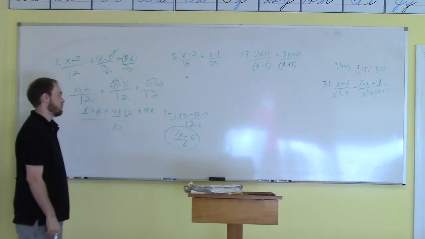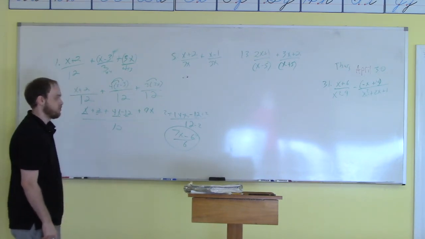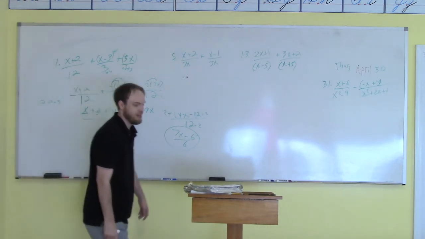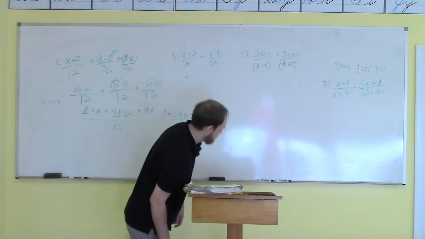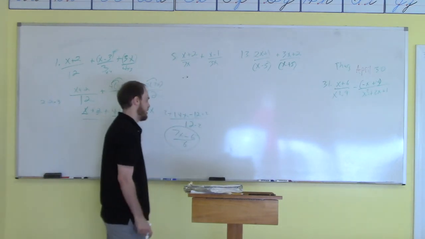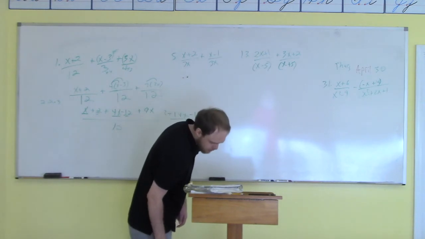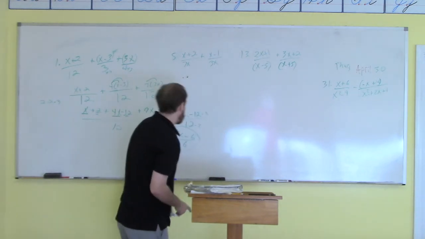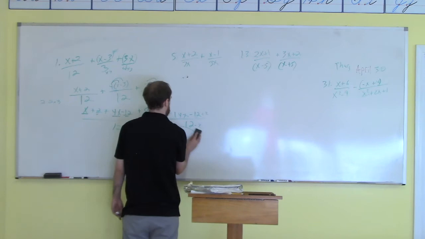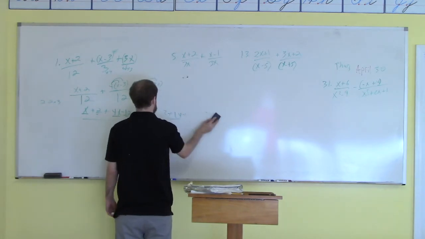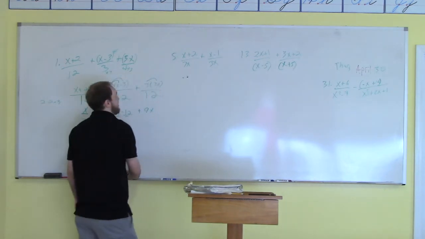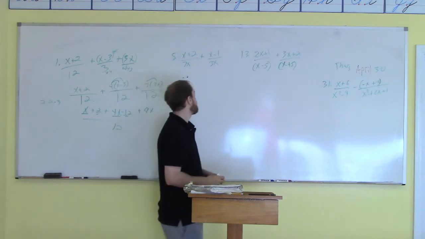So that would work. So that would be basically what you do. So that would be your answer, 7x minus 6, divided by 6. All right. That's that. We'll go to number 5.